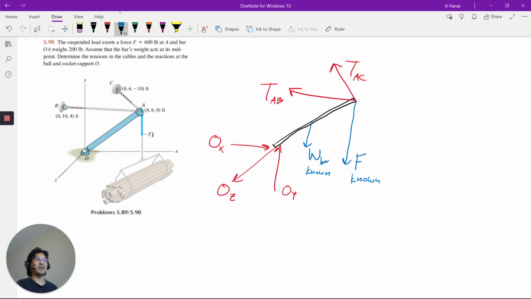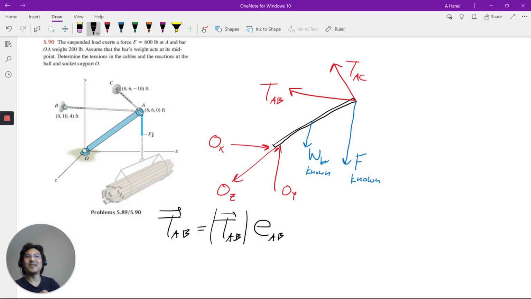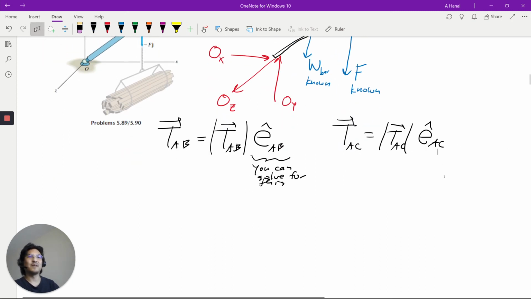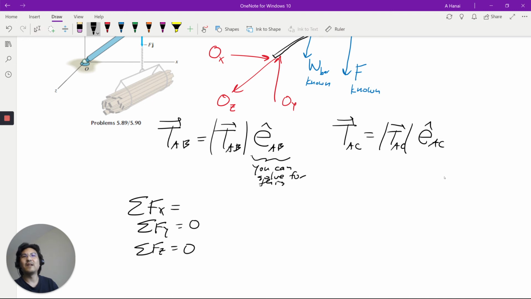Okay, so same exact strategy. You just sum forces in x, sum forces in y, sum forces in z, but it'll take a bunch of effort, right? Because you want to define this vector as some unknown, but then you can get the unit vector from A to B, right? You can solve for this. And then same story from A to C. This is unknown, but this you can get. And then right, you just write these three. Three equations.